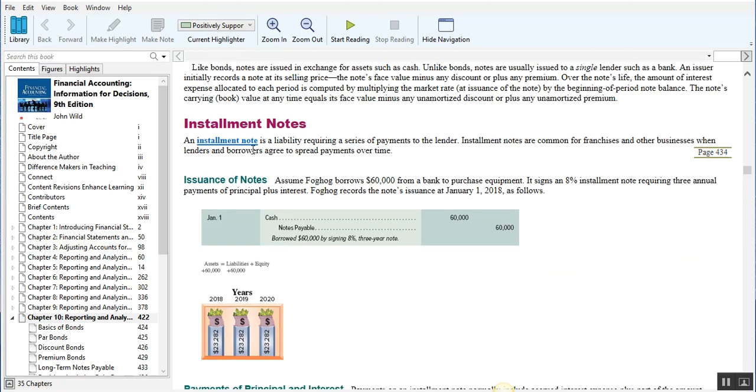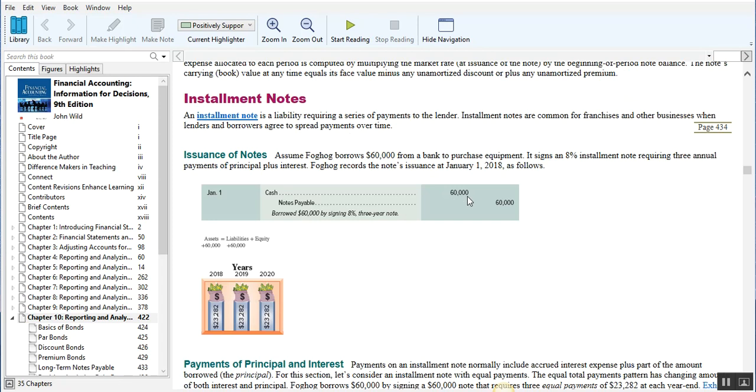So here, a company borrows $60,000 from a bank, signing an 8% note for 3 years. They record the issuance of the note like this. They debit the cash and they credit the notes payable for the amount of the note. That's what they received when they issued the note.